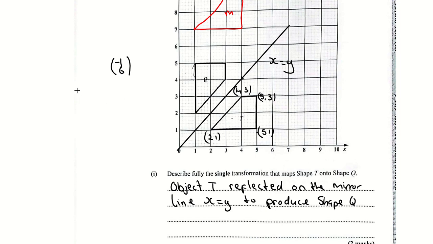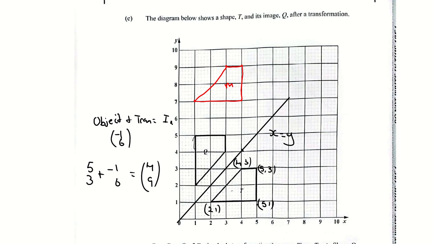It's your object plus your translation that would give you your image. So it is going to be 5, 3 plus negative 1, 6. 5 minus 1 is 4. 3 plus 6 is 9. So the image of this coordinate here would be 4, 9. And if you look up here, this is 4, 9.